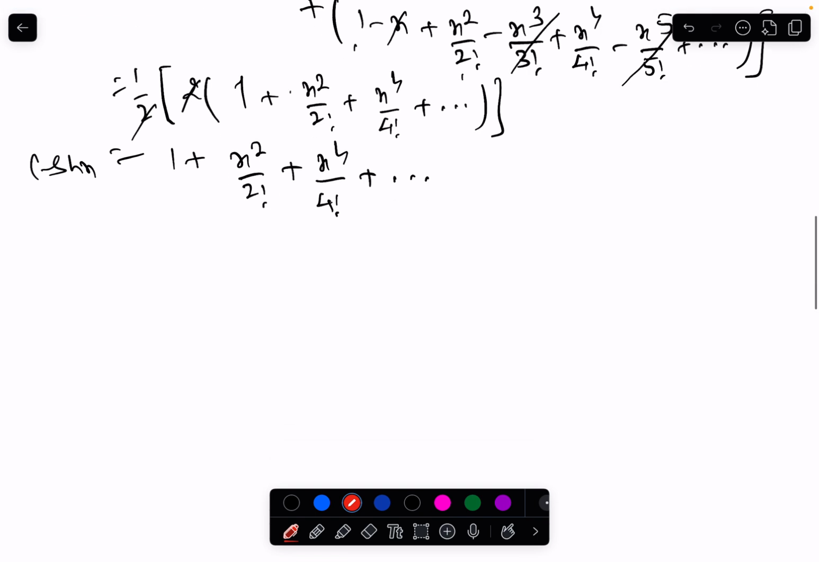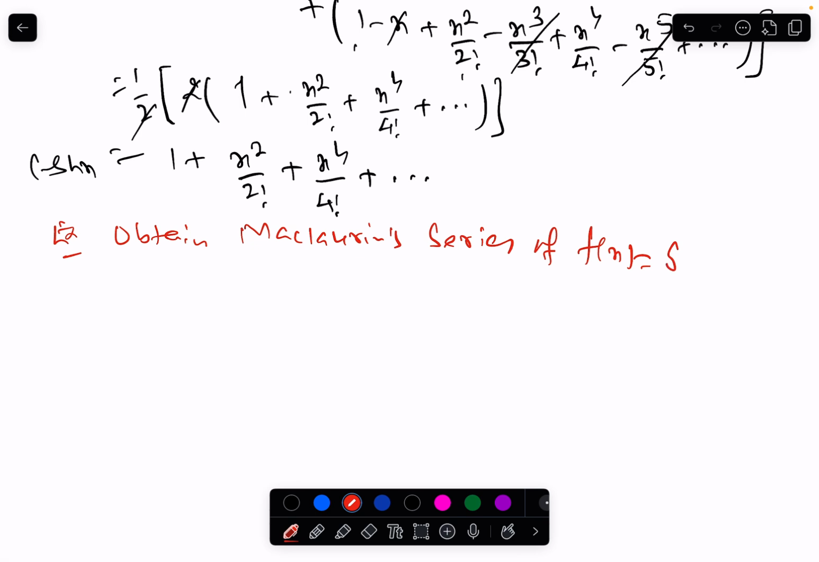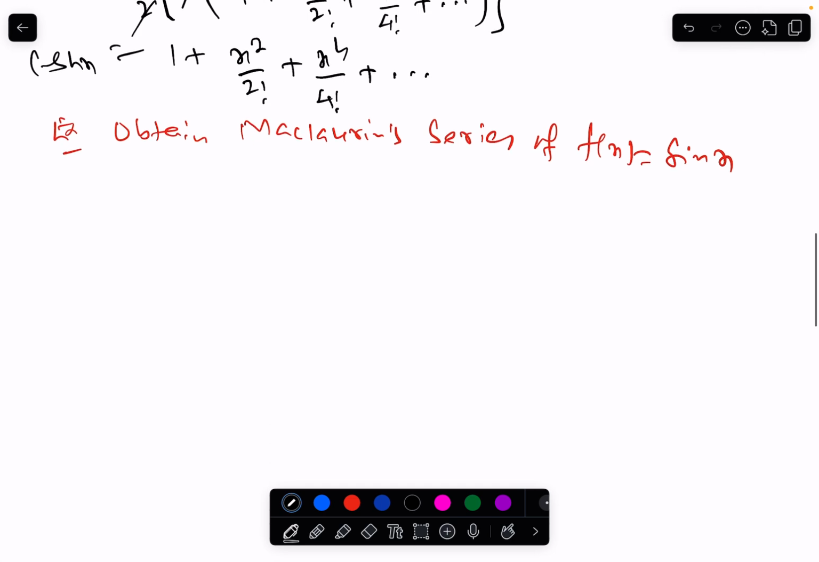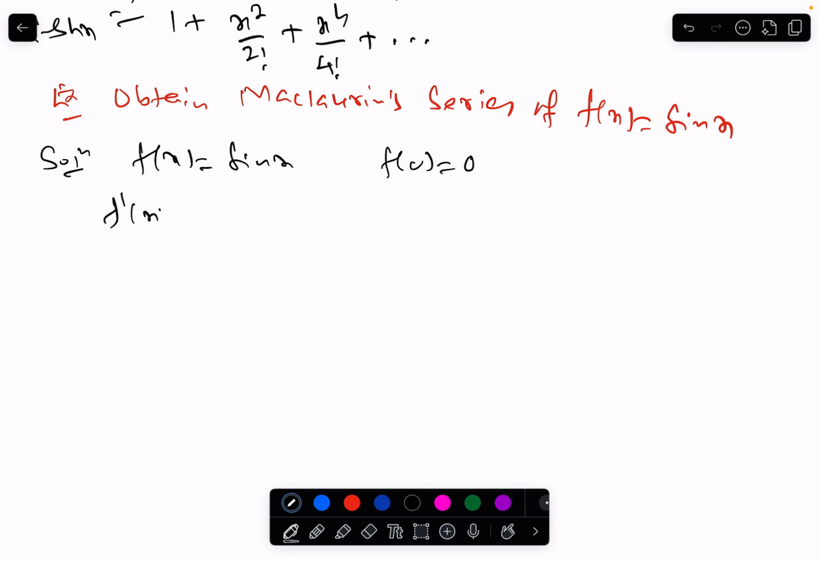Okay, next. So obtain Maclaurin series of f(x) is equal to sin x. So f(x) equal to sin x. F at 0 equal to 0. Its derivative is cosine x. Its value at 0 is 1. Cosine 0 is 1.